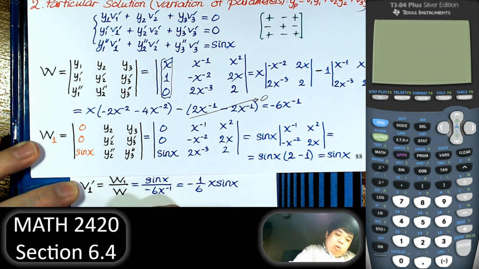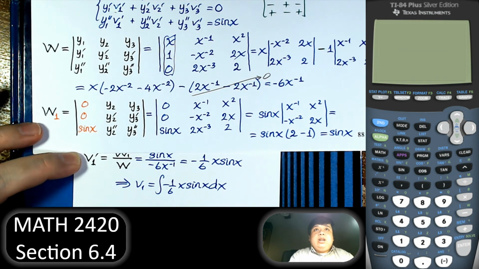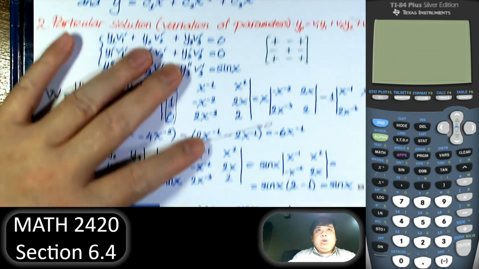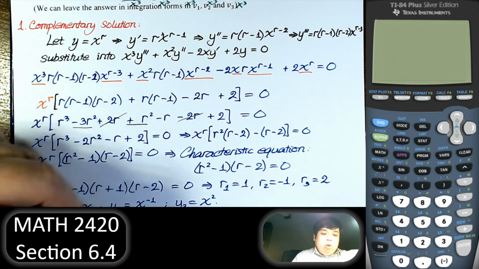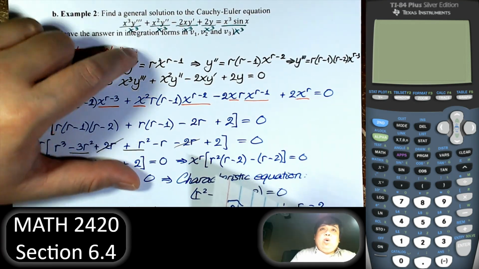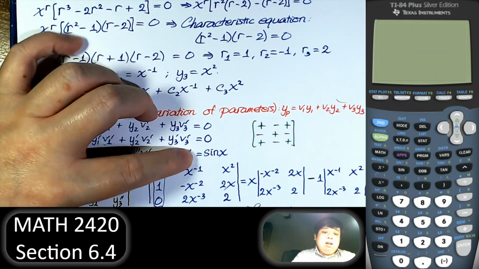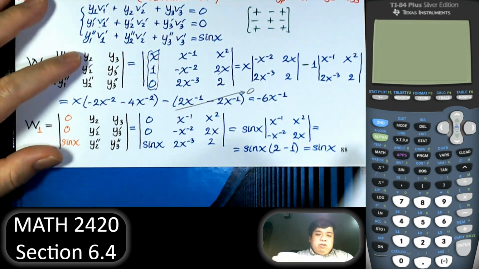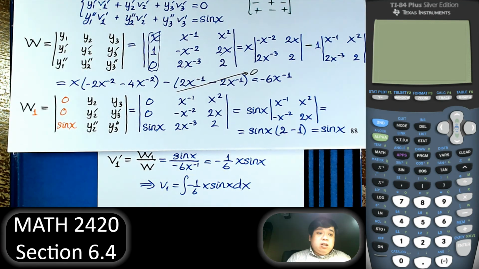If we want to get back to v1, we have to integrate, and integrating this requires integration by parts, which is even more complicated than it already is. But the point here is that for the Cauchy-Euler equation, we still use the same thing. We find y1, y2, y3, and after that, variation of parameters is the same. Just make sure that the leading coefficient is 1 before we put in the system of equations. As mentioned before, I'm not going to complete this one because it's longer than it should be.